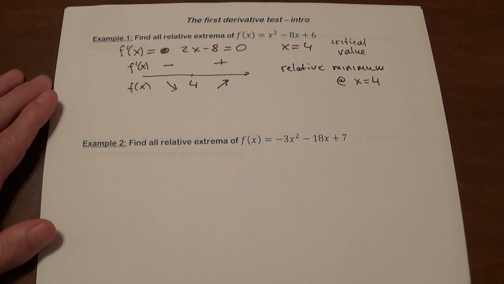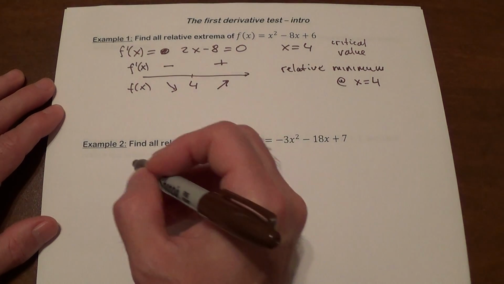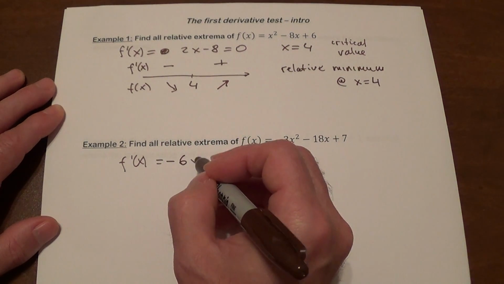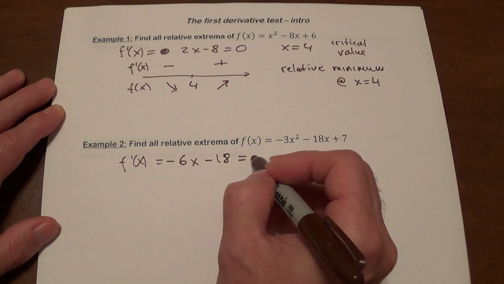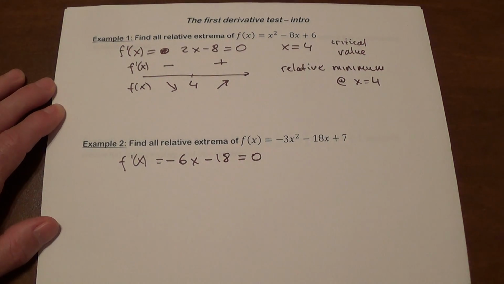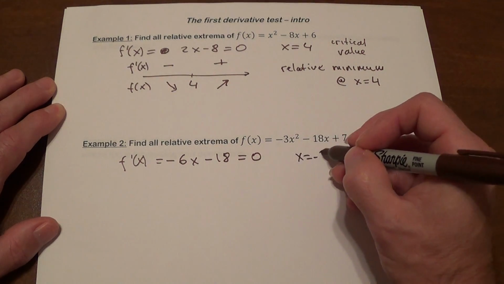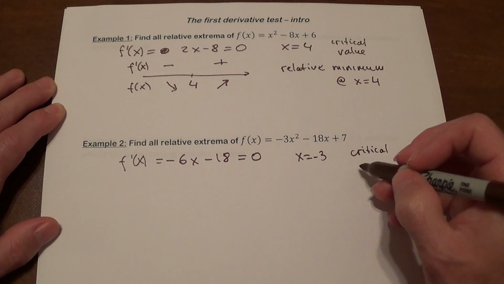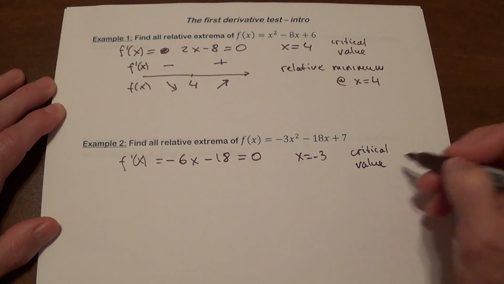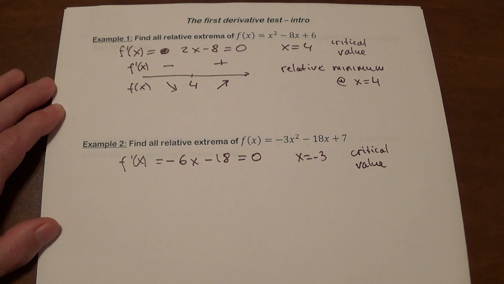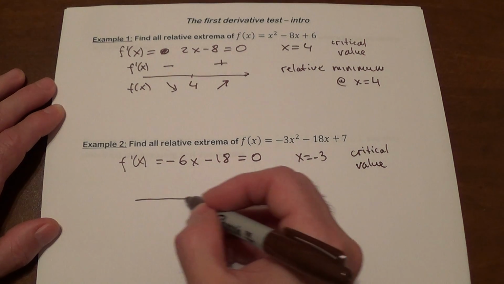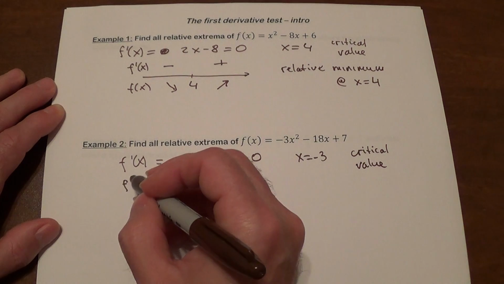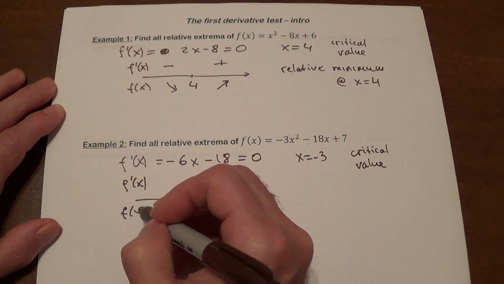Okay. So the same kind of thing for this problem. We're going to start by finding f prime, which is going to be negative 6x minus 18. We're going to set it equal to 0. That's going to give us x equals negative 3, and that's our critical point. I'm not going to identify them as critical points anymore. So we're going to make a number line, put our critical value here, put f prime of x here, put f of x here.